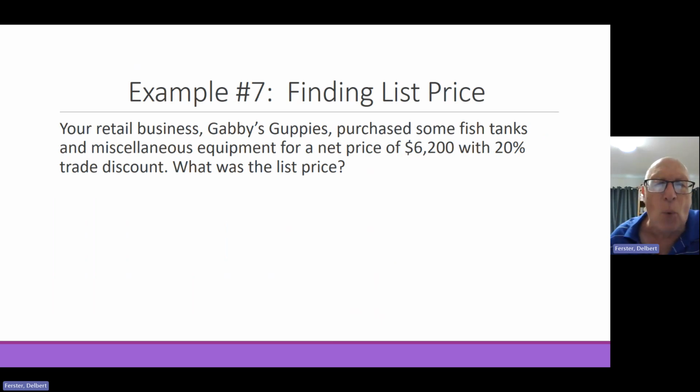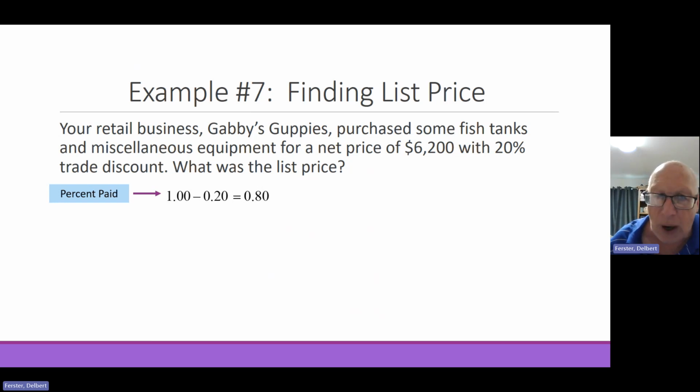All right, let's play a different one. In this case, what you now know is the net price and the trade discount, and you're curious, what was the list price for Gabby's Guppies? So here's what you've done. You said, if we're saving 20%, we're still paying 80%. So that complement idea is back for us. And now this takes us back to what we saw in a previous unit with percentages, where you've got percentage, base, and rate.